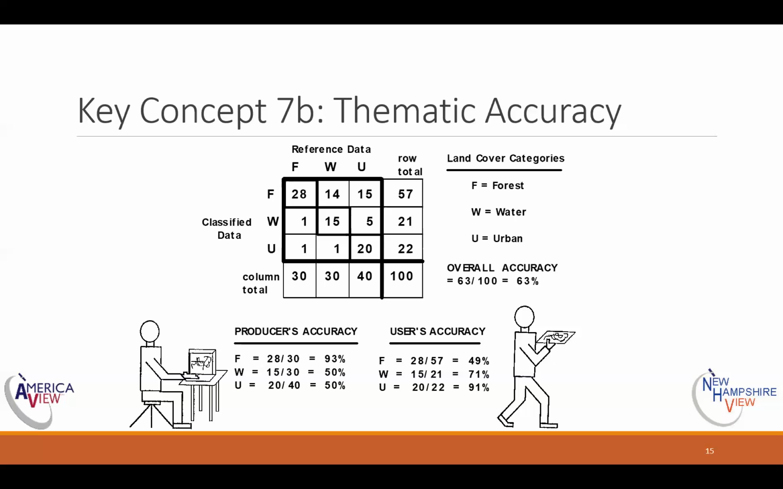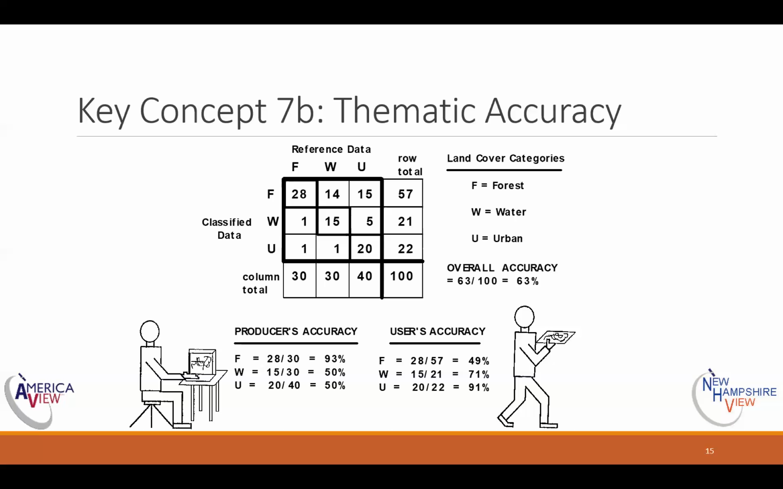However, that's only one side of the coin, right? Remember, we've got omission error and commission error. So I've only omitted it twice, so 28 out of 30, 93% looks really good. But you'll see in a minute that I've made lots of commission error to make sure that I got all my forest.